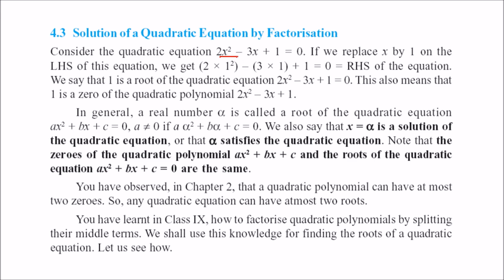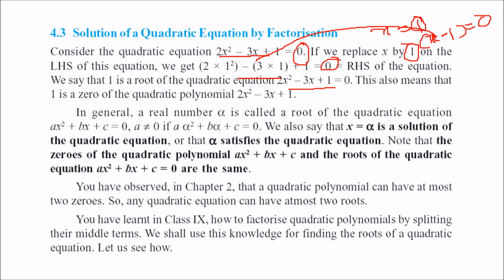In this 2x square minus 3x plus 1, if we just place x equal to 1, you see that this equation becomes 0. This becomes 0, that is the right hand side. That means if we place x equal to 1, that is x minus 1 equal to 0, this is the factor of this equation. So that is how we will make the factor.